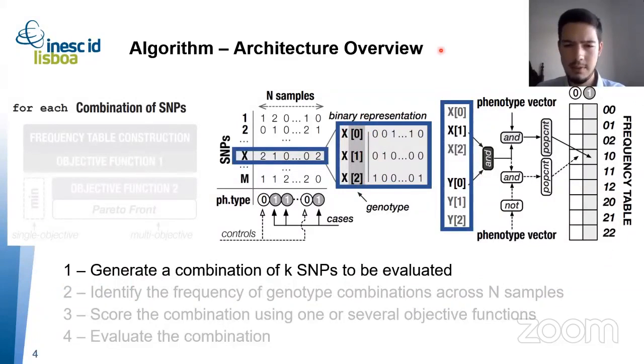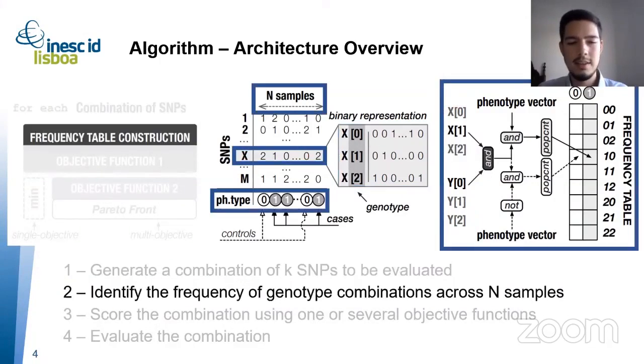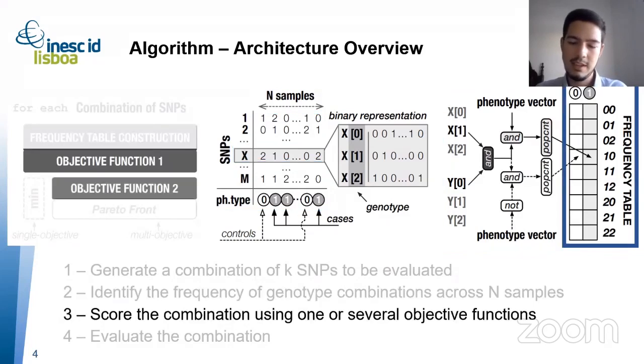And in this case, we have k equals 2, therefore 2 SNPs in each combination, in this case x and y. These SNPs will be evaluated by going through all n samples and looking at the genotype values for each SNP and also the phenotype value for each sample. And using these SNPs and the phenotype and a series of logical operations and also population count operations, we can fill a frequency table, which will be used as a support for the computations involving the objective functions.